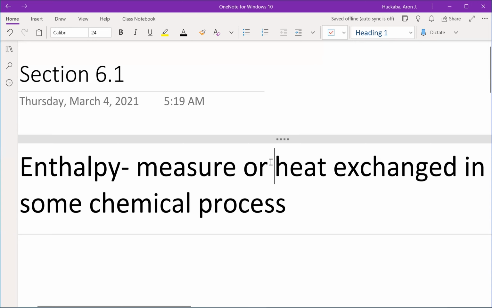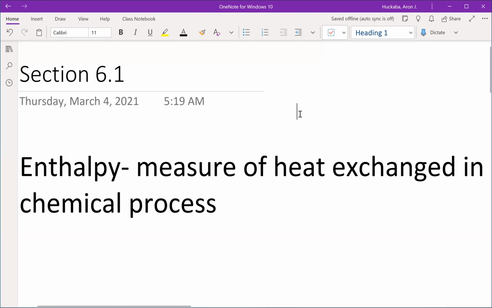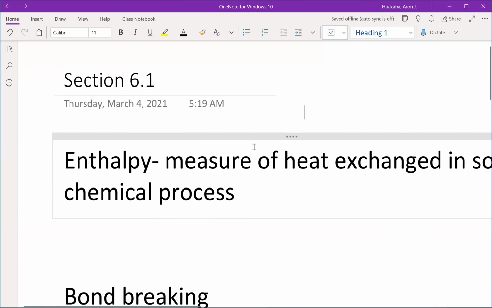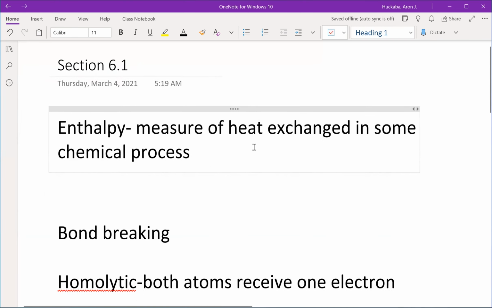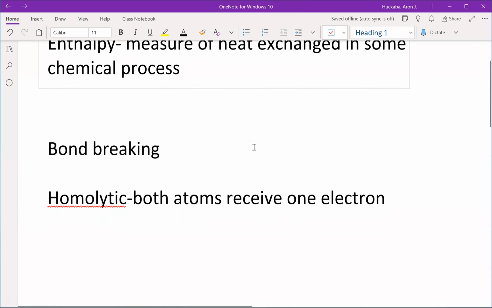You might have learned about this in general chemistry, or perhaps even earlier, because enthalpy is one of the ways that we can first describe energy that's happening in chemical reactions and bond breaking and formations. Let's focus a little bit on the bond breaking part of enthalpy. So with bond breaking, we have two ways for a bond to be broken. One is called homolytic bond cleavage, and that's where both atoms receive an electron.